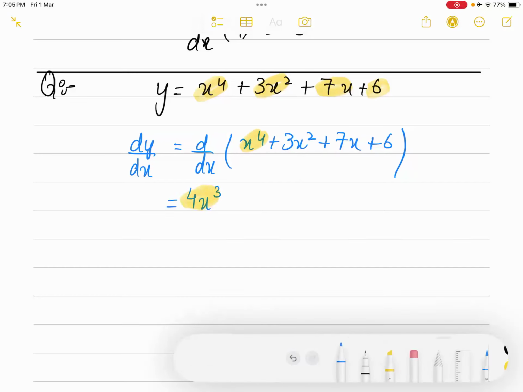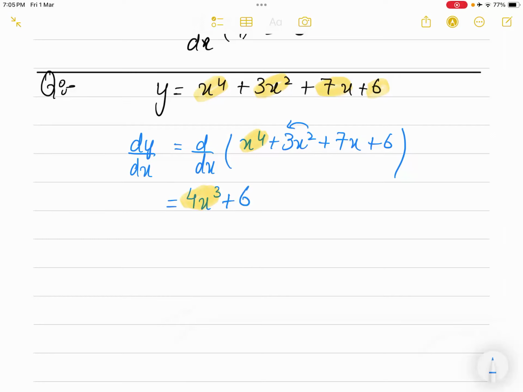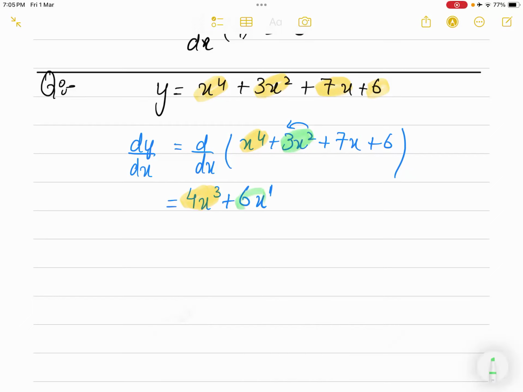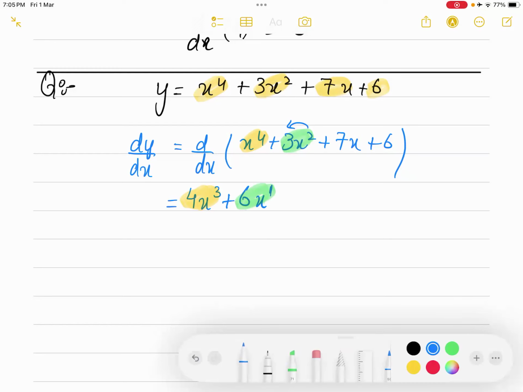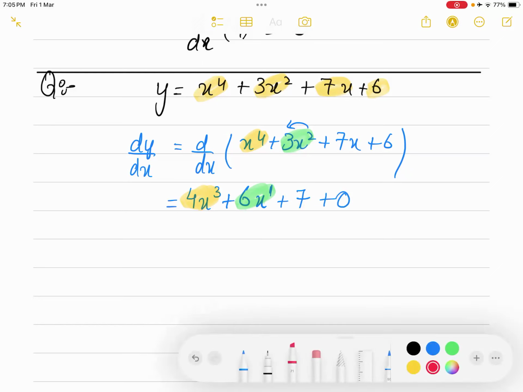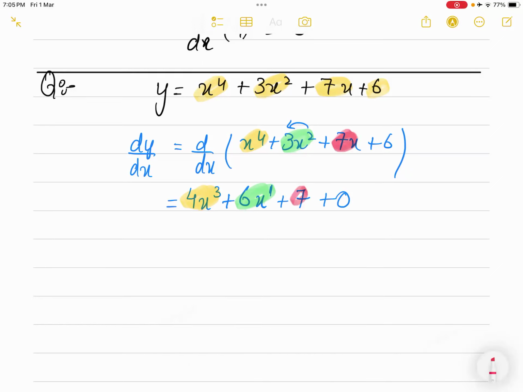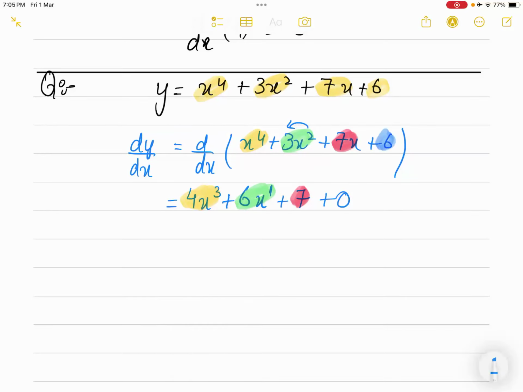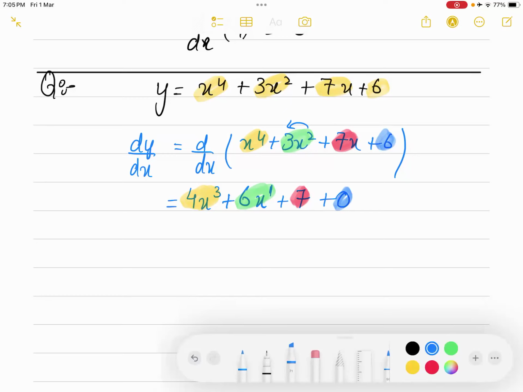Now the derivative of 3x square would be 3 times 2 is 6 and reduce 1 from the power. Then the derivative of the linear term would be a constant, and the derivative of the constant would be equal to 0. Understood? So that's how we do it.